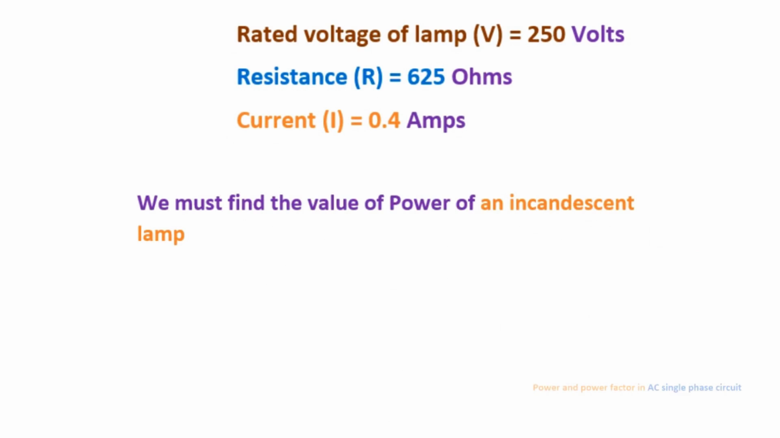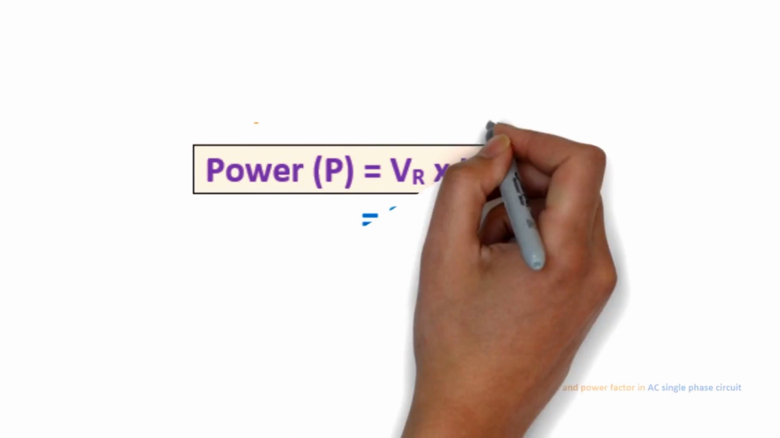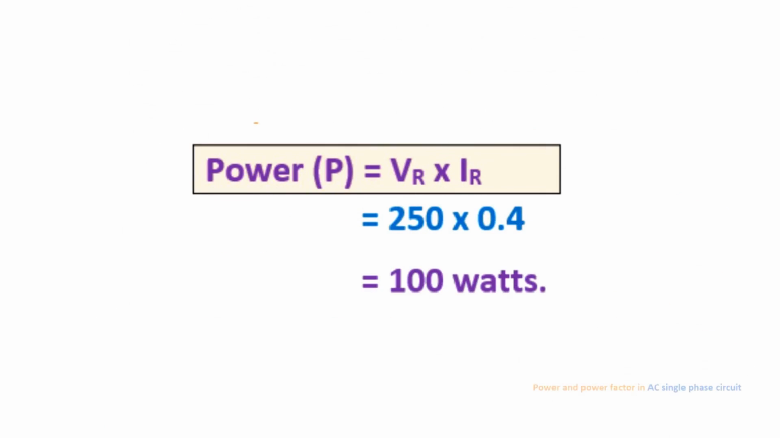We have an equation to find the power. P is equal to VR into IR. Substitute the given values in the equation. We get 250 into 0.4. That is equal to 100 watts.